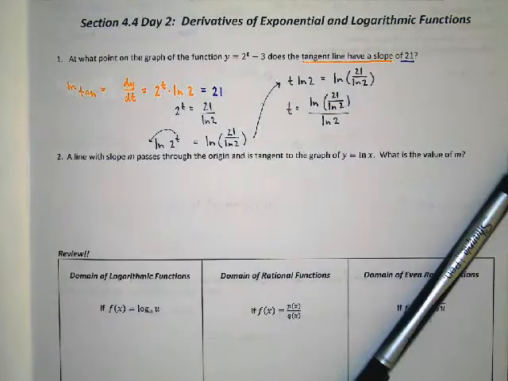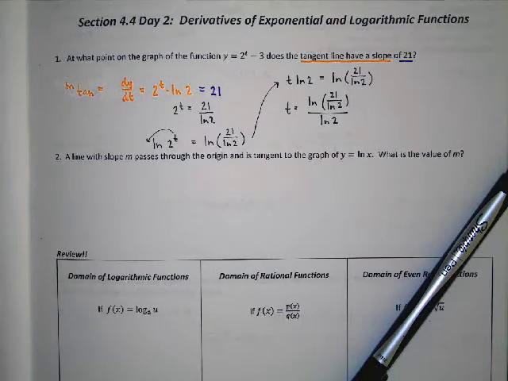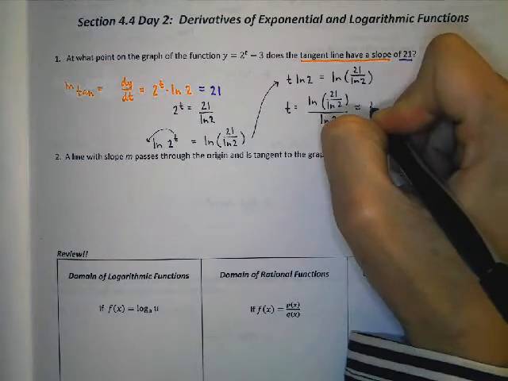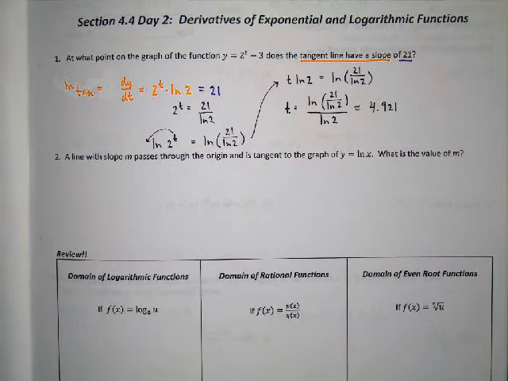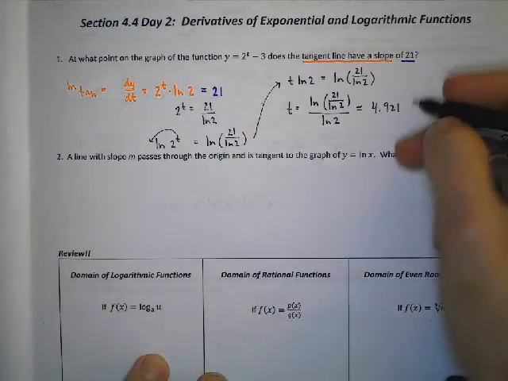Which looks messy, but we're just going to use our calculator to find that value. And so we have to be careful with our parentheses and how we enter this. I have the natural log of 21 divided by the natural log of 2. And so when I do that, I get approximately 4.921. So now, it's asking for what point on the graph does the tangent line have this slope.